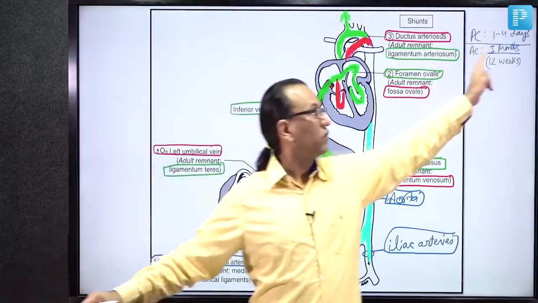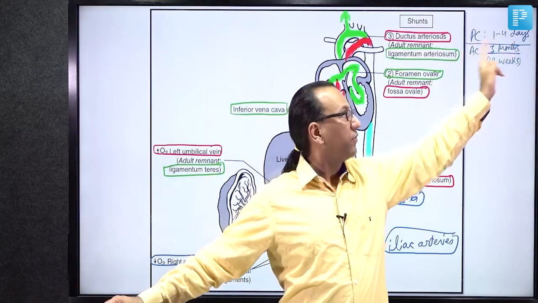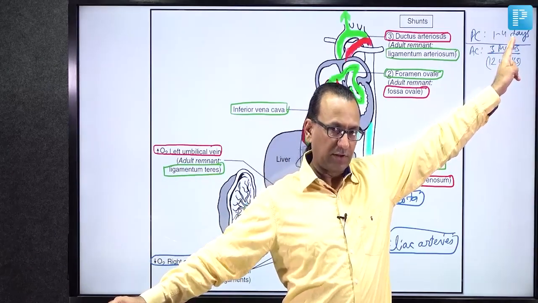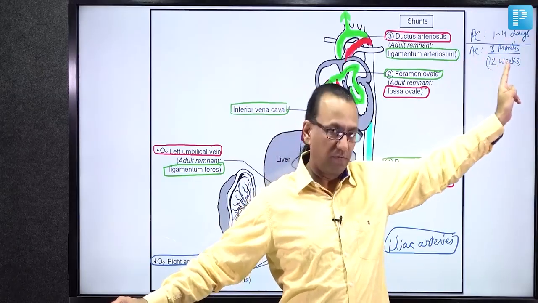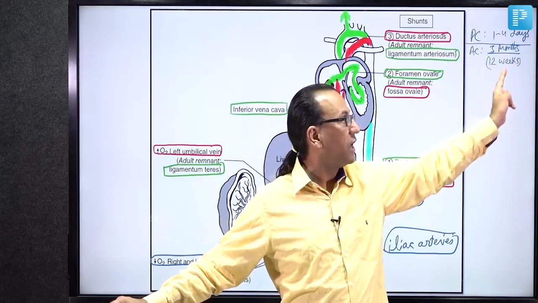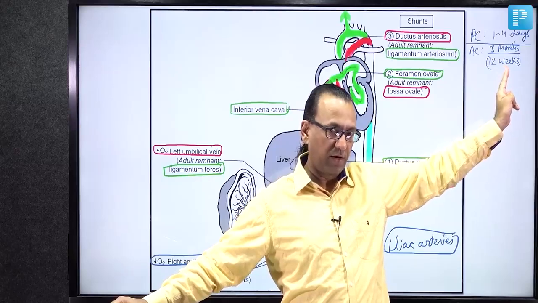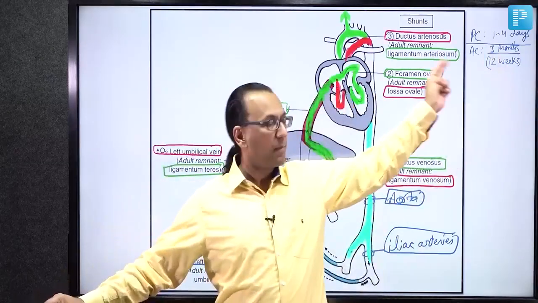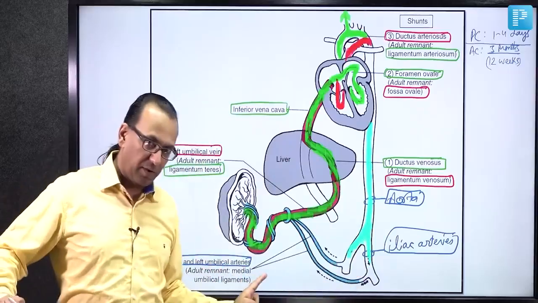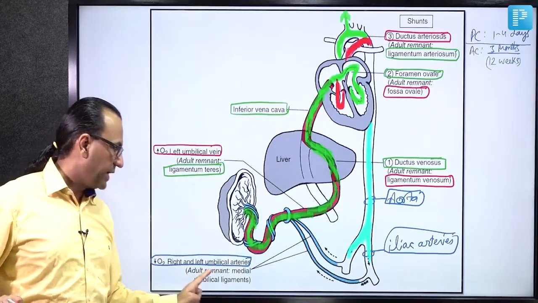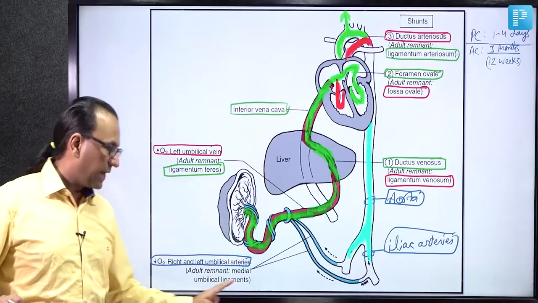Thus, the physiological closure should occur a maximum of 4 days or 96 hours after birth due to vasospasm, and the anatomical closure should occur within 3 months, which is 12 weeks, due to tunica intima proliferation. The remnant is the ligamentum arteriosum. And what happens to the umbilical arteries? They will be obliterated to form the medial umbilical ligaments.